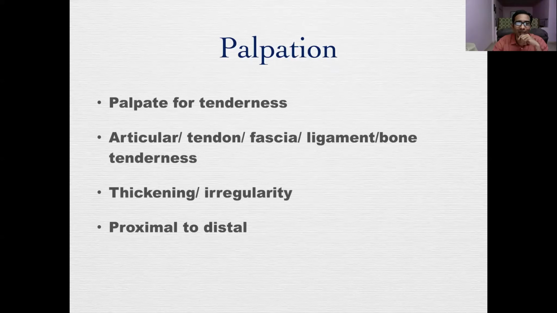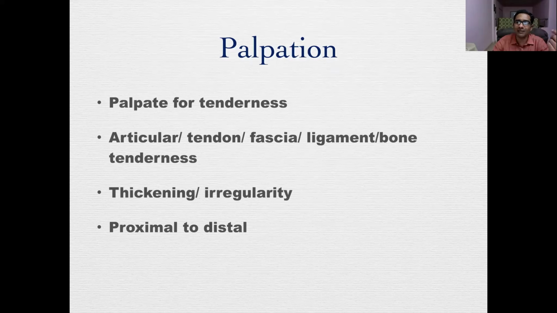So palpate for tendon. Palpating the foot is an art because the anatomy is so complex. You should know which bone is where. It is an exam in surface anatomy to palpate the foot. You should know where the ankle joint line is. You should know where the tendons are.